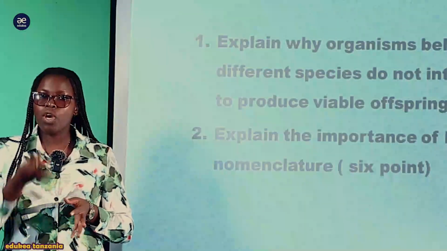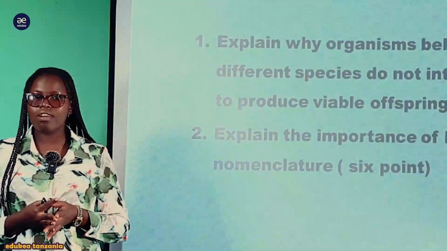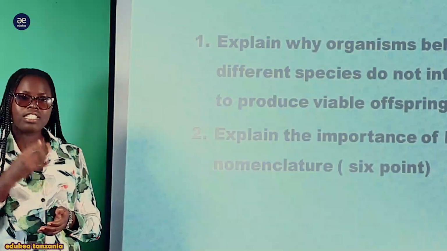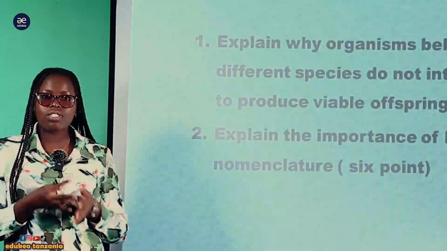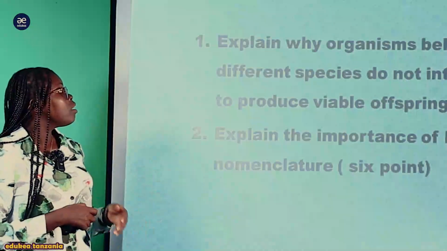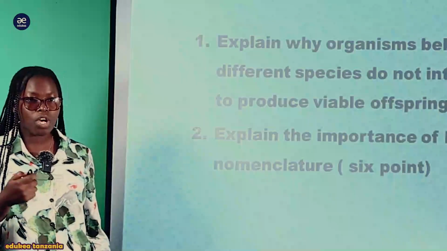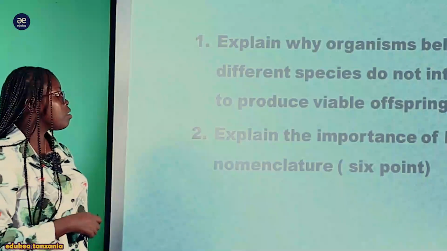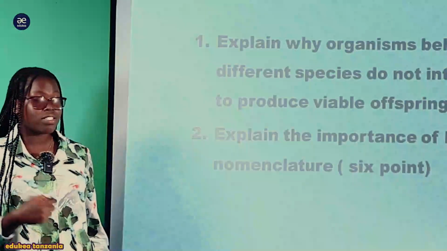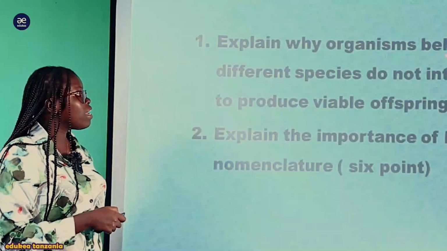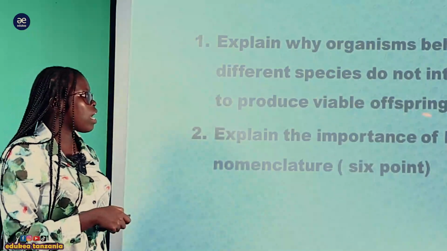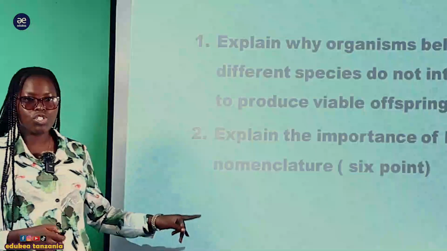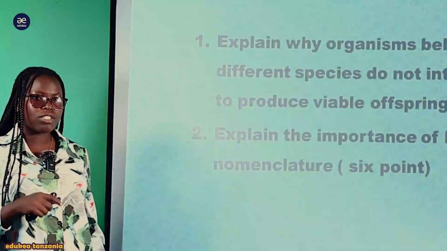And before I sum up our topic, you have to take note of this simple task. The first question states: explain why organisms belonging to different species do not interbreed to produce viable offspring. This question comes from the taxonomic ranking, you have to go through it and you can answer it. And the second one: explain the importance of binomial nomenclature. Why do you think that binomial nomenclature is important?